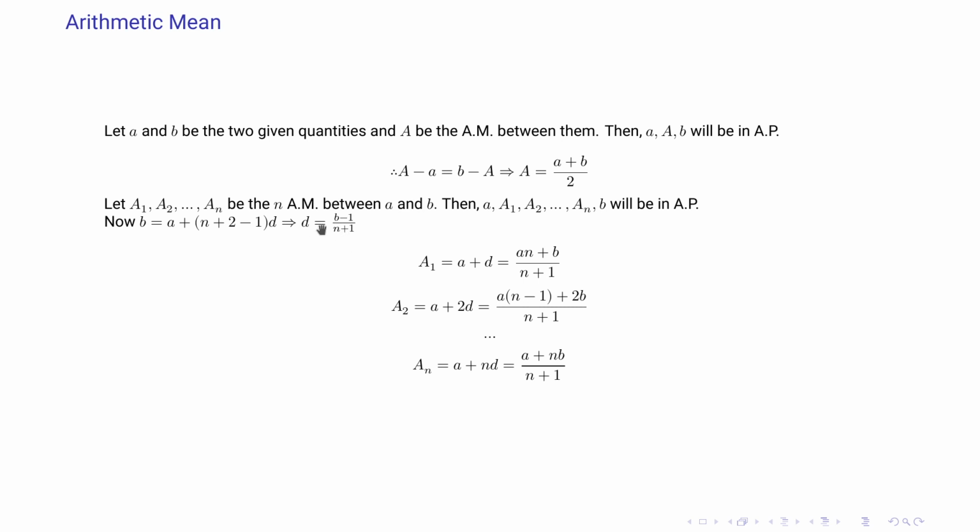Once we have found d, we have the first term a, we can find capital A1, which will be a plus d, which on solving the equation, by putting this value here, we get (na plus b) by (n plus 1). A2 is a plus 2d, which will be (a into (n minus 1) plus 2b) divided by (n plus 1). Capital An will be a plus nd, which is (a plus nb) by (n plus 1).